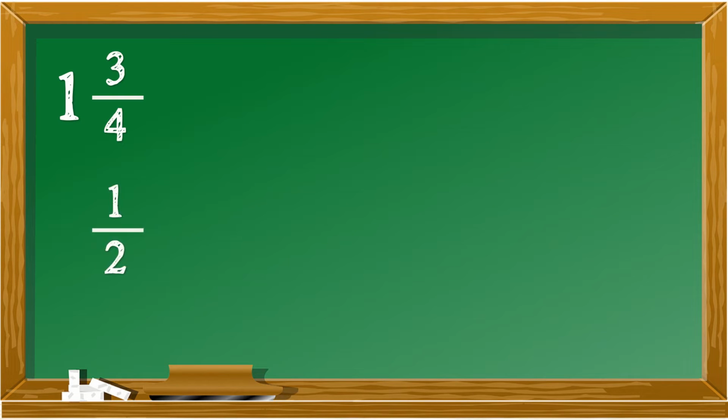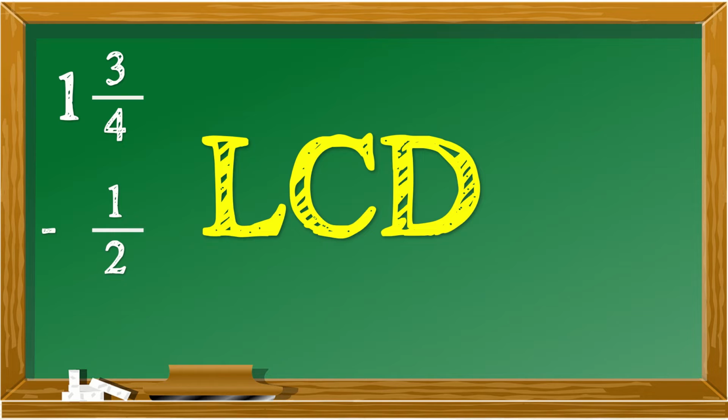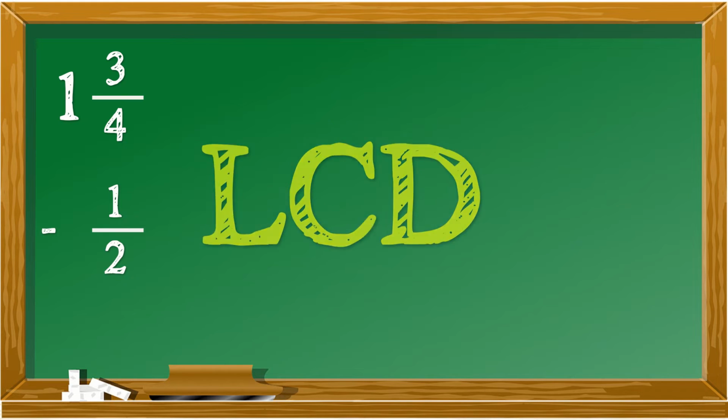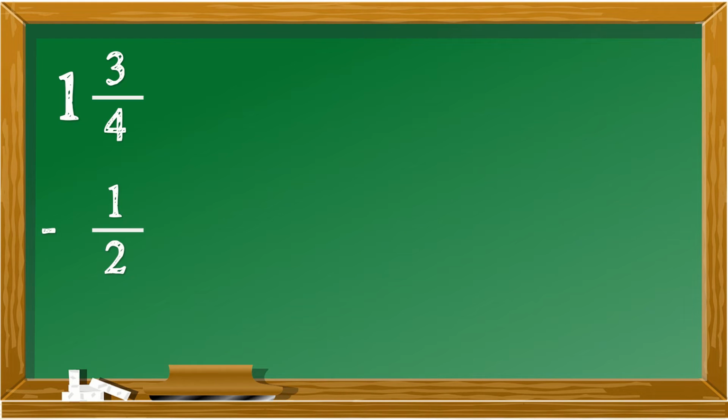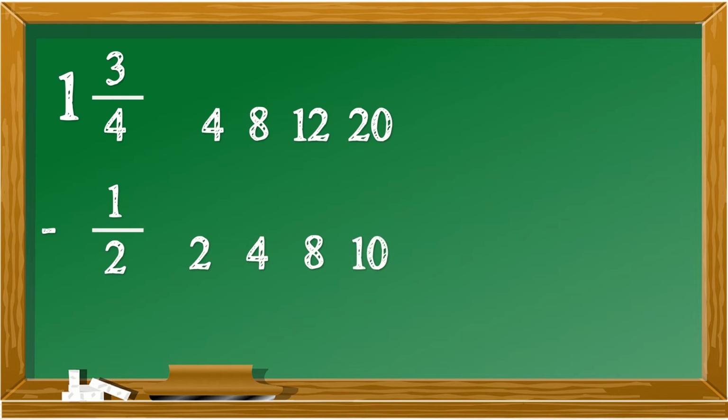1 3/4 minus 1/2. Again, as you can see, they are dissimilar fractions because their denominators are 4 and 2. We need to look for the LCD first by listing their multiples. For 4, for 2. Now, look for the number that they have in common, and that is 4.